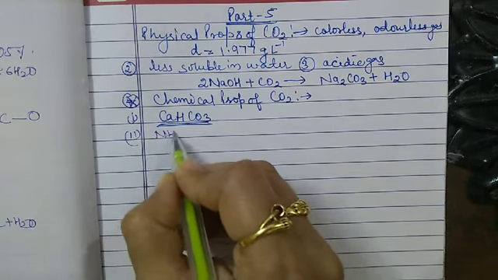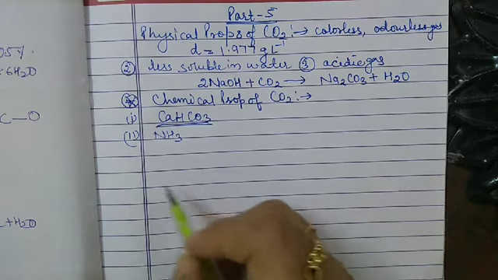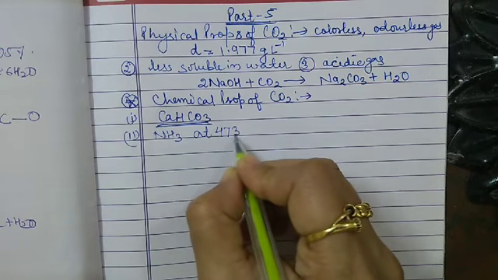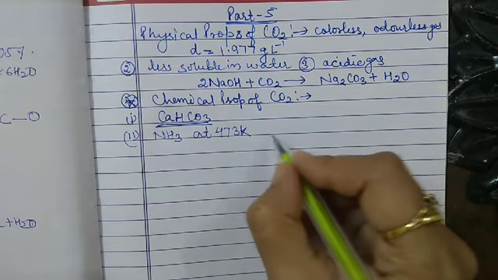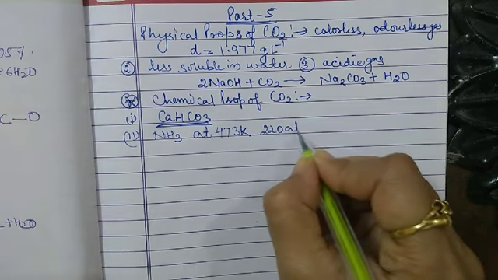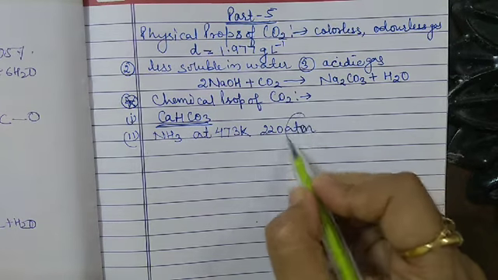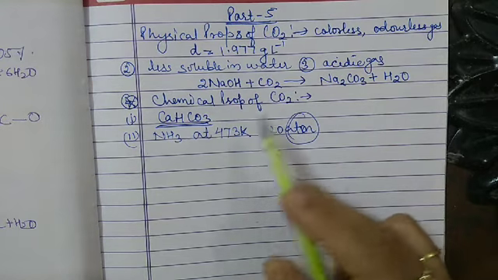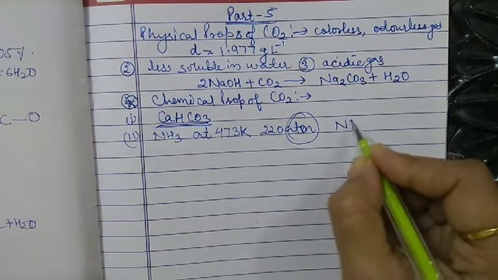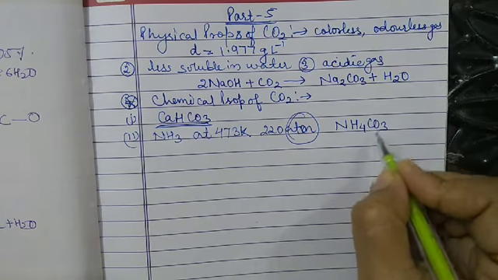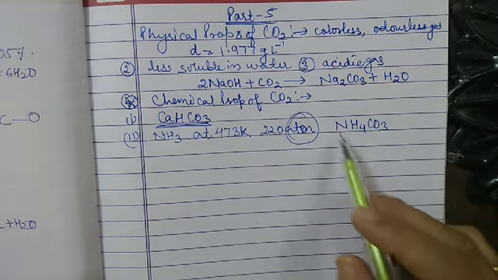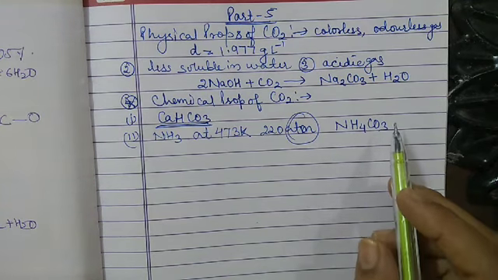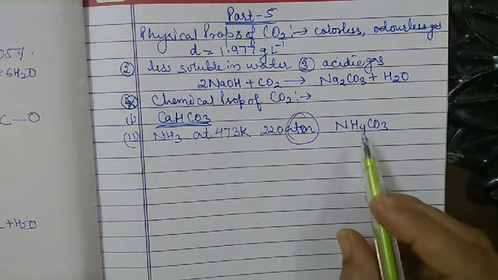The next chemical property is that it reacts with liquid ammonia. The formula for ammonia is NH3. Carbon dioxide reacts with liquid ammonia at a temperature of 473 Kelvin and a pressure of 2 to 220 atm. This atm is the unit for pressure. It gives ammonium carbonate, whose formula is NH4CO3, which subsequently decomposes to give urea.